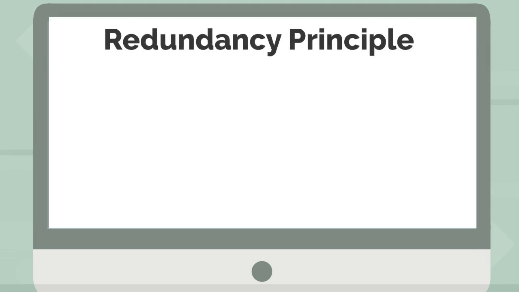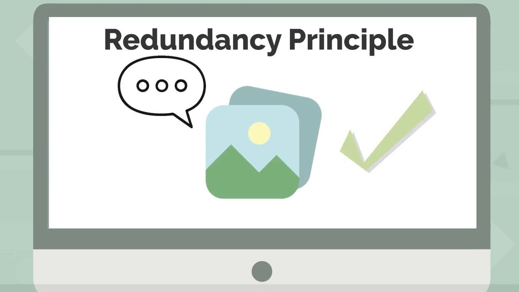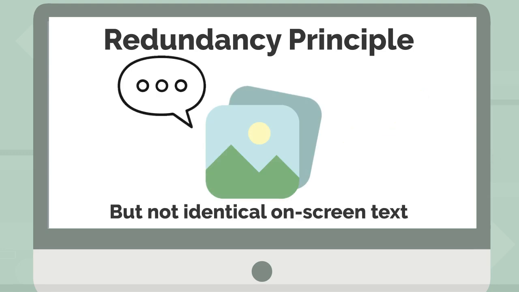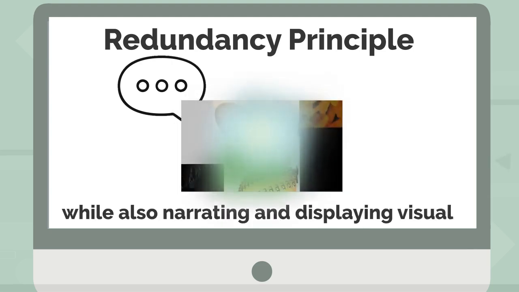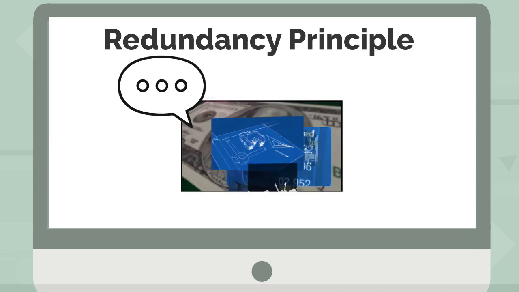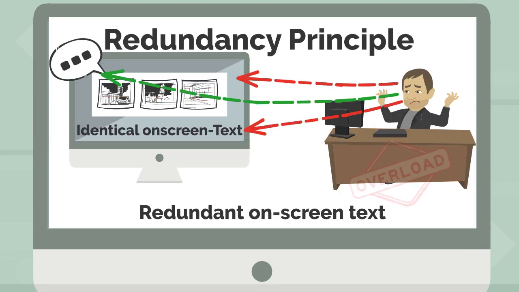The redundancy principle tells us that learners understand better when graphics are paired with spoken narration, but not identical on-screen text. You might think that showing learners text while also narrating and displaying visuals makes the content clearer, but it often does the opposite. Adding redundant, printed words forces learners to split their attention and overloads the visual processing channel of working memory. In this case, less can actually be more, especially when it comes to combining text, visuals, and narration.